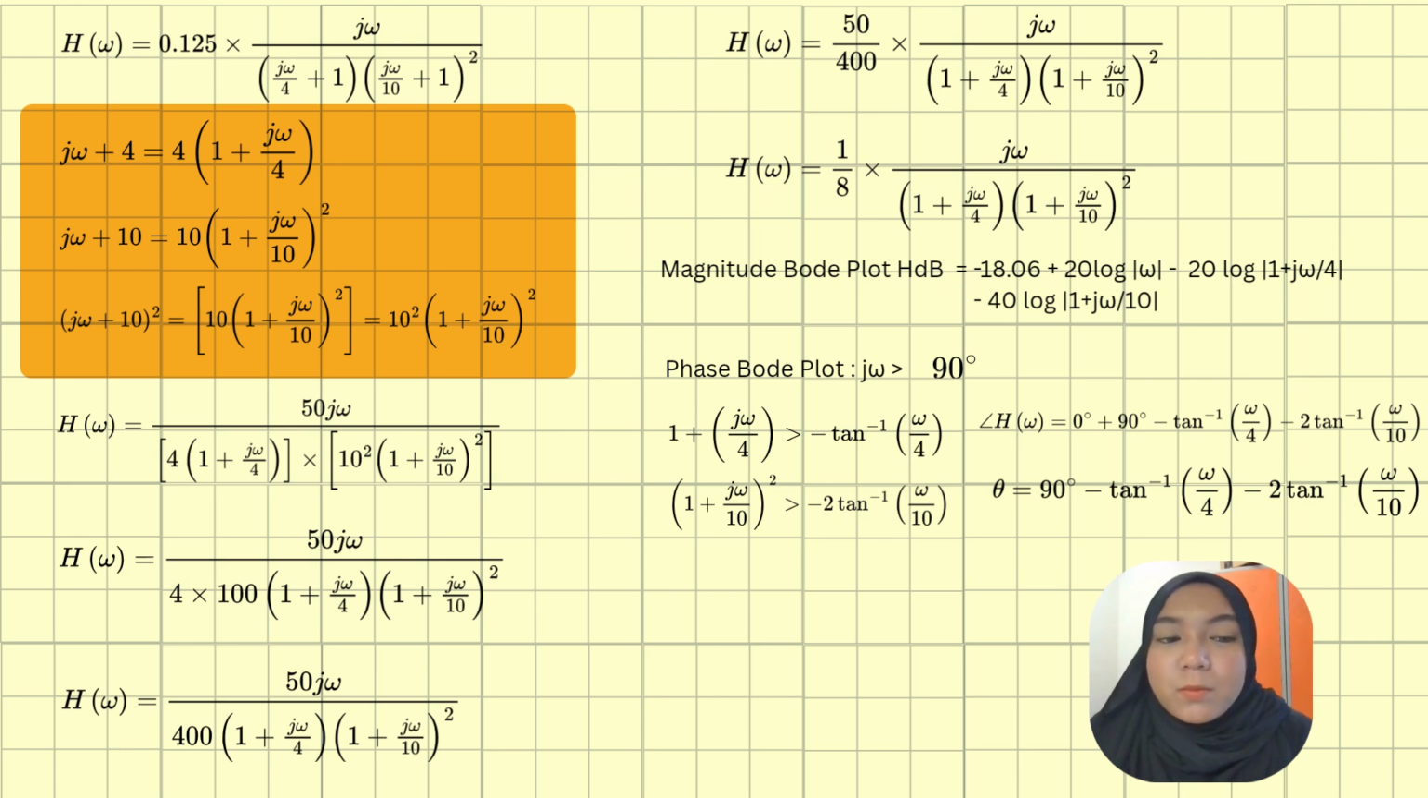And our phase plot: jω equals 90 degrees. And why must it be 90 degrees? Because j is imaginary, so j equals the square root of negative 1. So jω equals 0 + jω, because this is imaginary and this is the real. So that's why we get jω equals 90 degrees.